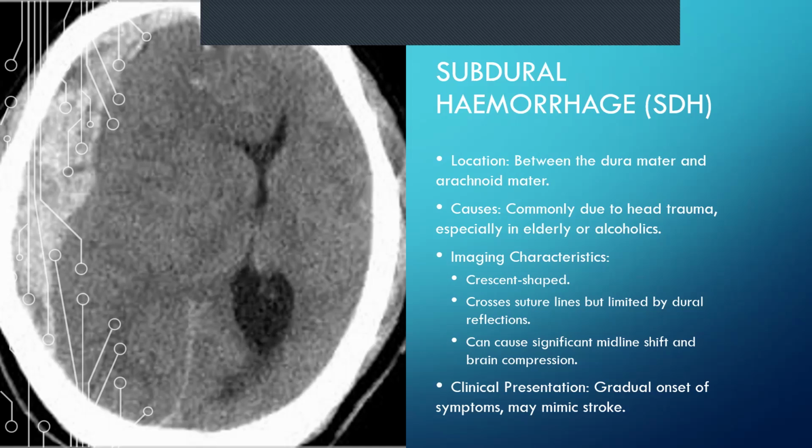Okay. So the location is between the dura mater and the arachnoid mater, and the cause is commonly head trauma, especially in elderly and alcoholics, and the imaging characteristics: crescent shapes.